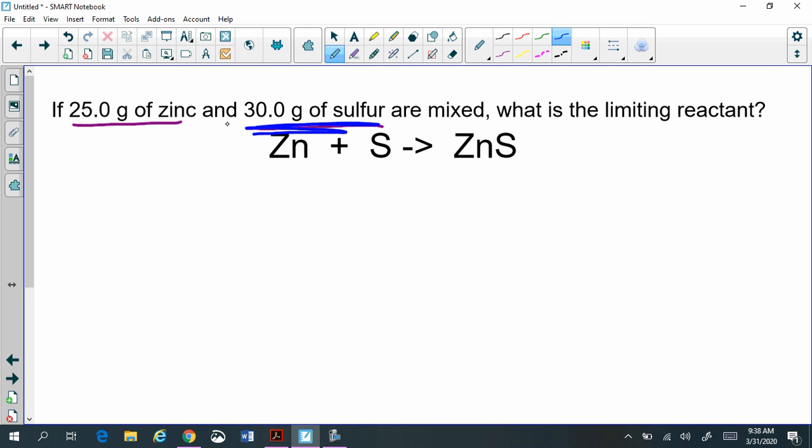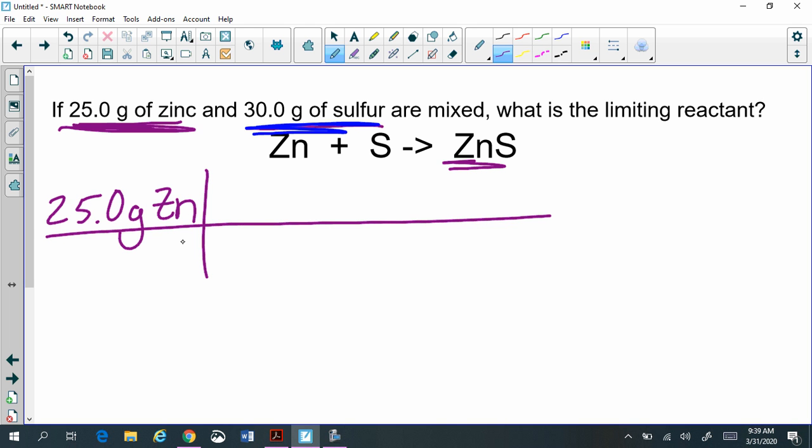Now, I'm going to start off with the zinc problem. It says 25 grams of zinc. It doesn't tell me where I'm going. It doesn't say how many grams of ZnS am I going to make, anything. In some problems, there will be an A, B, and C question later on. You can use that. But for this case, I'm just going to go from 25 grams of zinc to ZnS, to my product. So I'm going to take my 25 grams of zinc, and I'm going to go to ZnS.